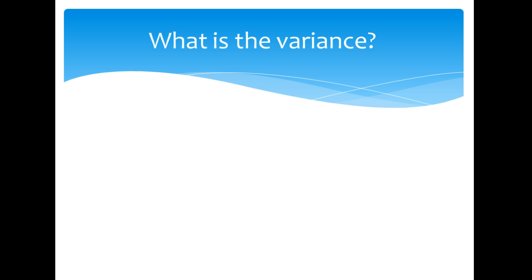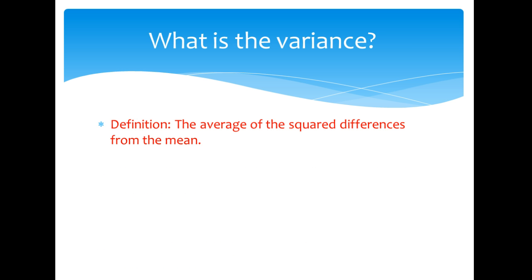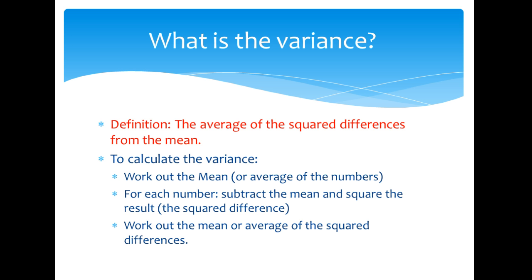The variance definition is the average of the squared differences of your data from the mean. So in order to calculate it, you first have to work out the mean or the average of the numbers. Once you have that, for each of your data points, you're going to subtract the mean from the data point, and then square the result. That's called the squared difference. So you're going to work out the mean or the average of the squared differences.